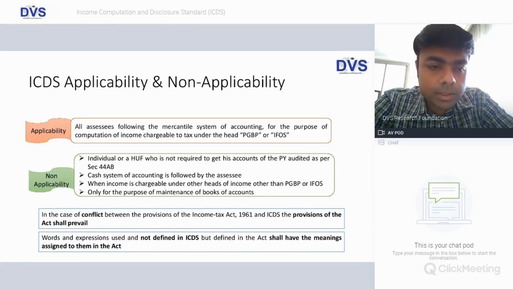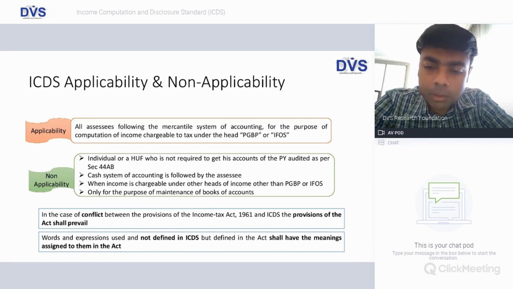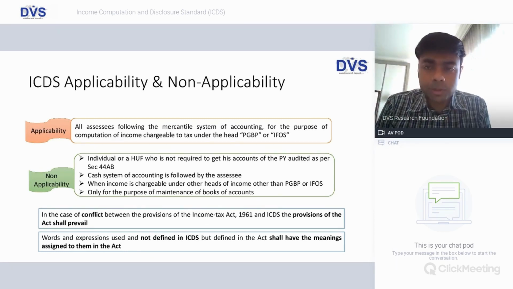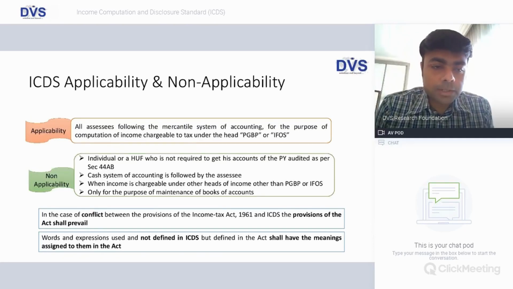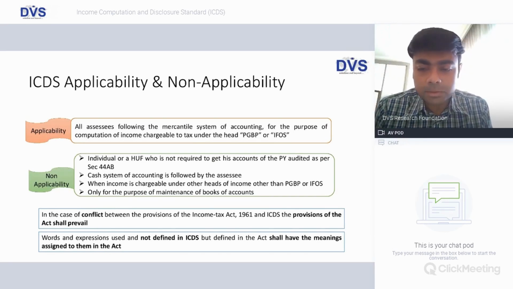To whom ICDS applies: it applies to all SSCs who use the mercantile system of accounting. It, however, does not apply to an individual or HUF who is not required to get the books of accounts audited under 44AB, and people who follow the cash system of accounting, and where income is chargeable under heads other than PGBP and income from other sources.